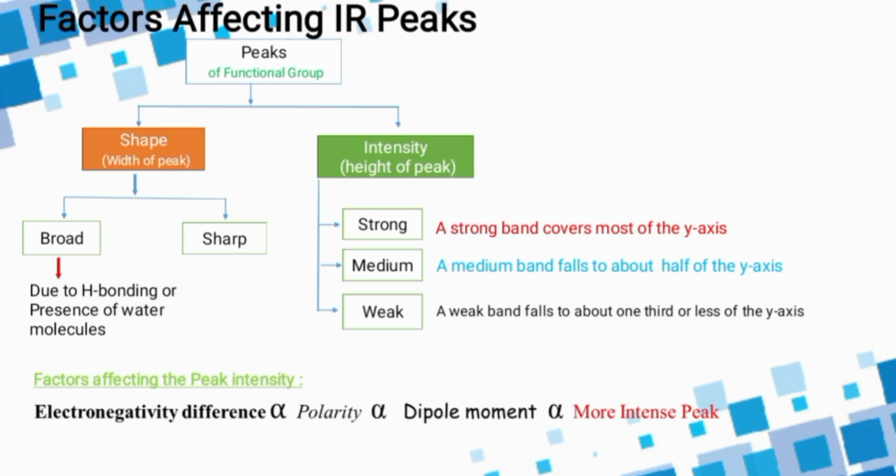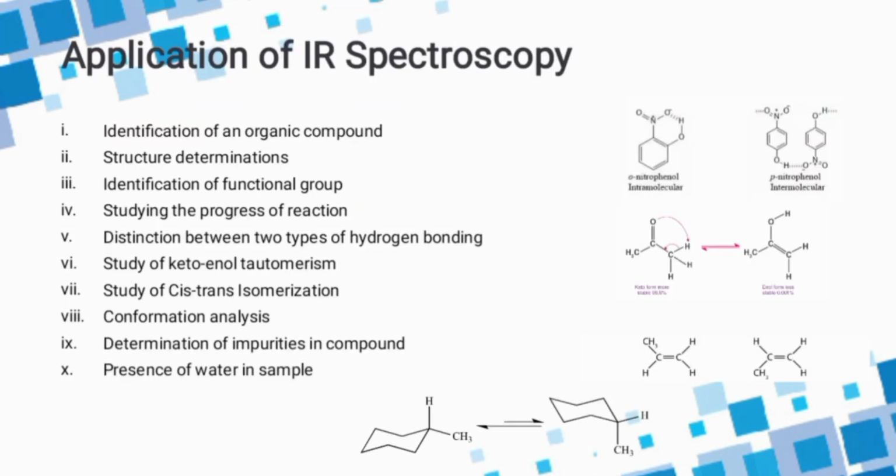Strong. A strong band covers most of the y-axis. A medium band falls to about half of the y-axis, and a weak band falls to about one third or less of the y-axis. Factors affecting the peak intensity: electronegativity difference, polarity, dipole moment, and more intense peak. These are basically four factors which affect the peak intensity.